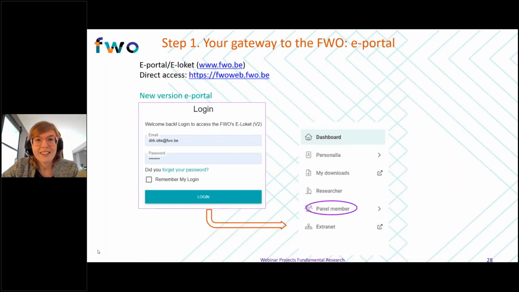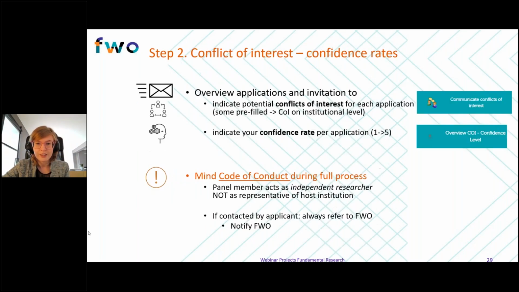And this is accessing your gateway to the FWO, the e-portal. This e-portal you can access via our website, fwo.be, or you can directly access it via fwoweb.fwo.be. Here you can log in via your login credentials, and then the main aspect that you will have to look into is on the dashboard, the panel member tab, where you can find all the relevant information considering the evaluation of the applications.